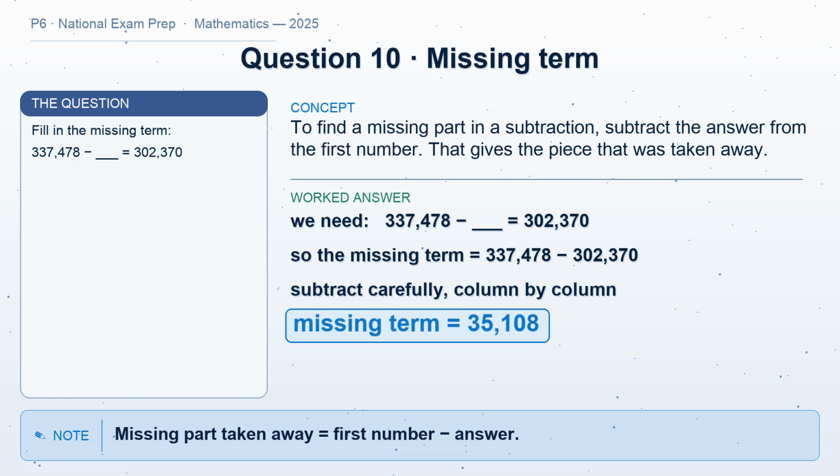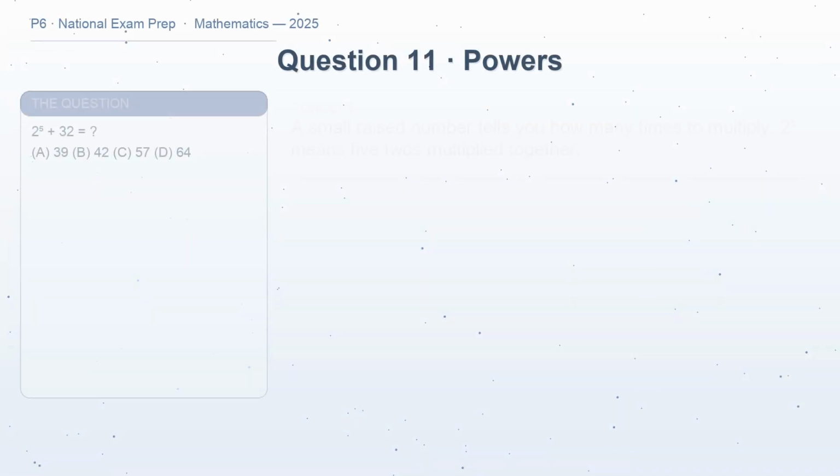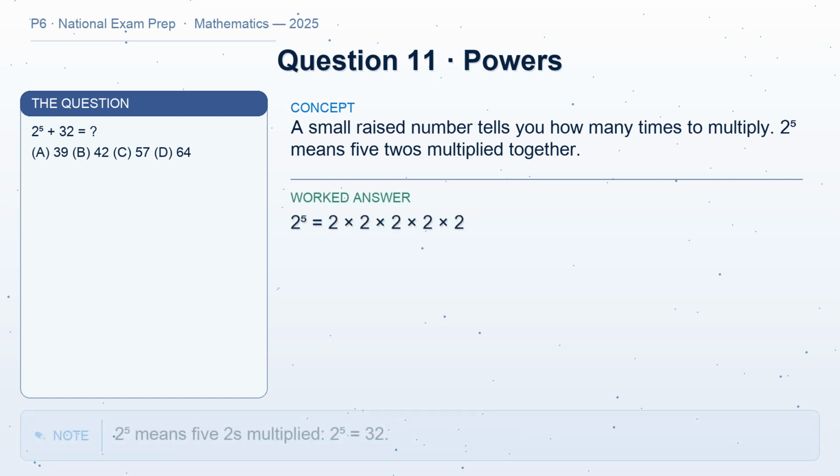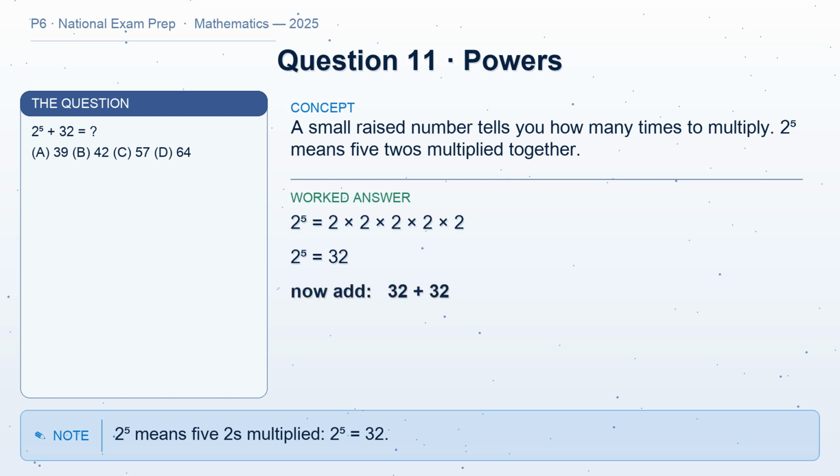Well done. Question 11. What is 2 to the power 5 plus 32? That small raised 5 tells us how many 2's to multiply together. So 2 to the power 5 means 2 times 2 times 2 times 2 times 2. Multiply them step by step and you get 32. Now the sum becomes 32 plus 32. That gives 64. The answer is 64, option D.